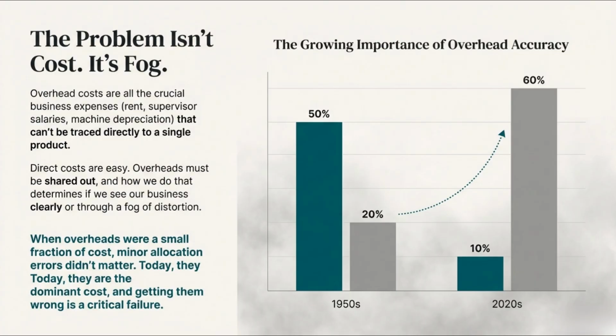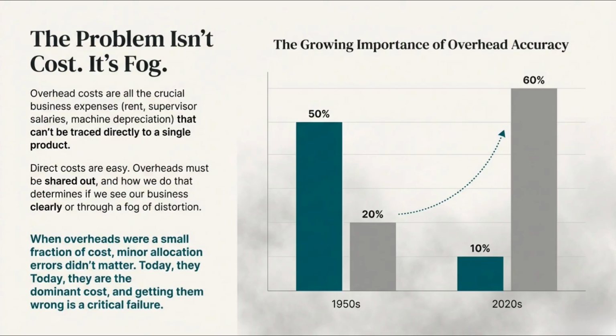Back in the 1950s, direct costs like materials and labor made up about 50% of total production costs, while overheads were only around 20%. When overheads are such a small fraction, minor allocation errors don't really matter much. But look at today's picture. In modern manufacturing, direct costs might only be 10% of the total, while overheads have ballooned to 60% or more. This is due to automation, technology, and increasingly complex business operations. When overheads are the dominant cost, getting them wrong isn't a minor issue. It's a critical failure that can sink your business.